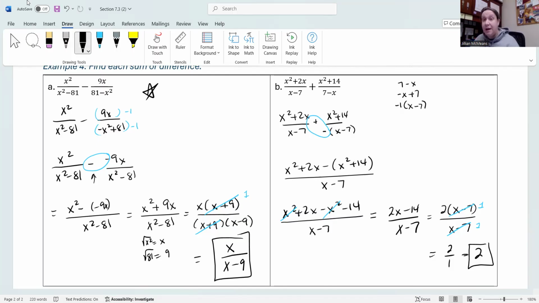Okay, so in the next worksheet, we're going to start looking at what do you do when the denominators are not the same with addition and subtraction.